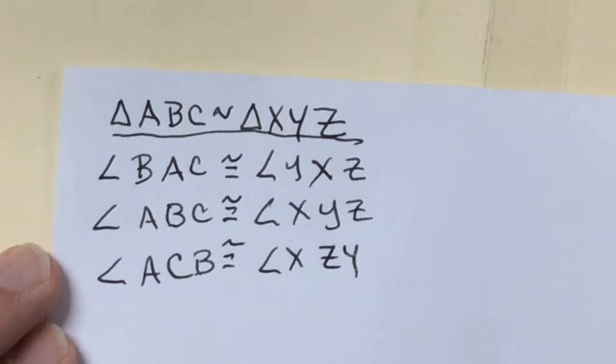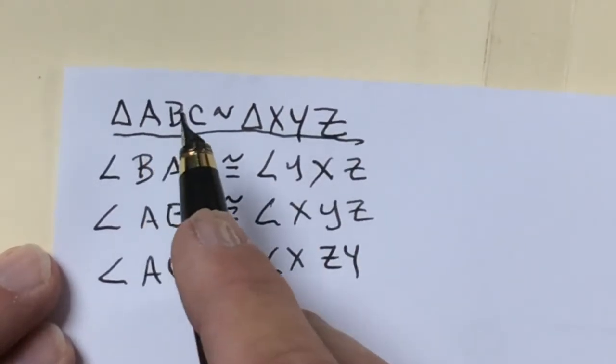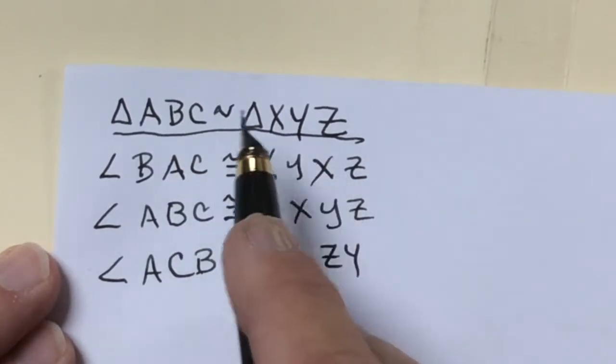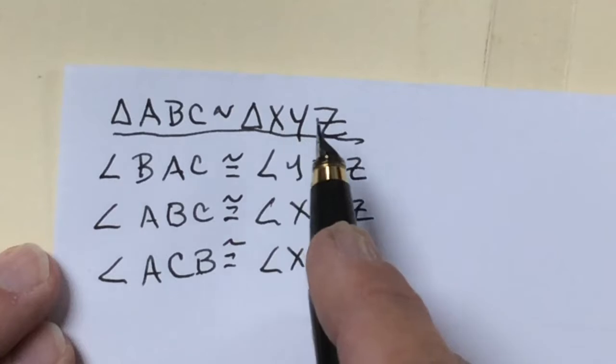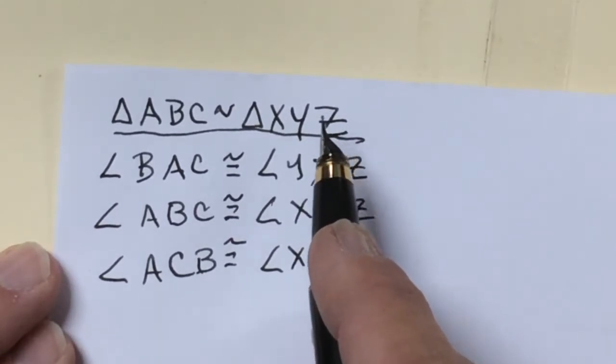And that means that when you look at this right here, you know the angle at the vertex B is congruent to the angle at the vertex Y. The angle at the vertex C is congruent to the angle at the vertex Z. That's the first thing you know.